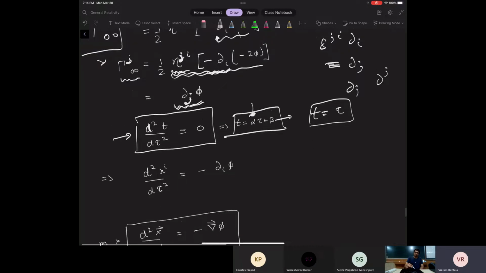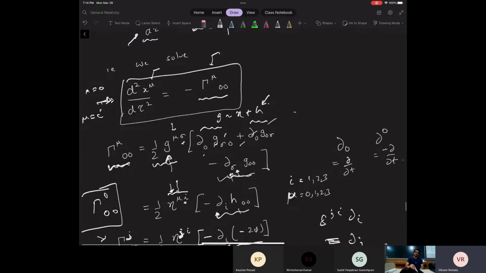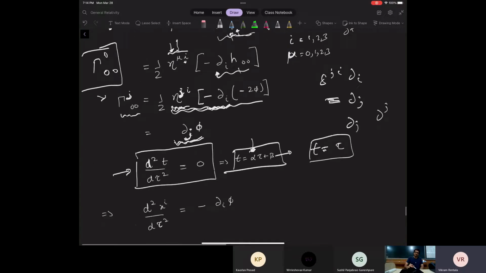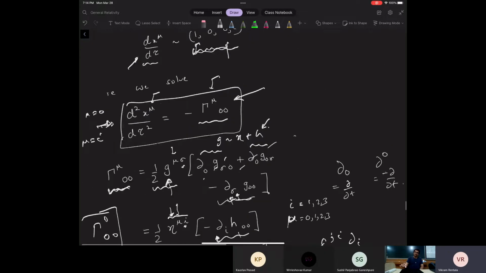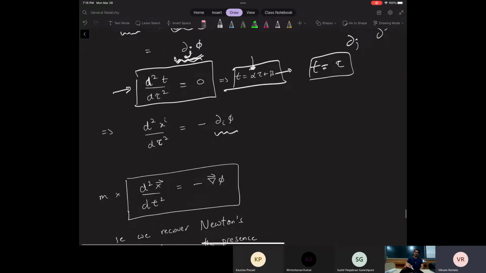Now, the other equation gives us the other components of this equation where μ is equal to i. They give us d²x^i/dτ² equal to minus Γ^i_00. And Γ^i_00, or Γ^j_00, we worked out as ∂_j φ. So we get a minus ∂_i φ.